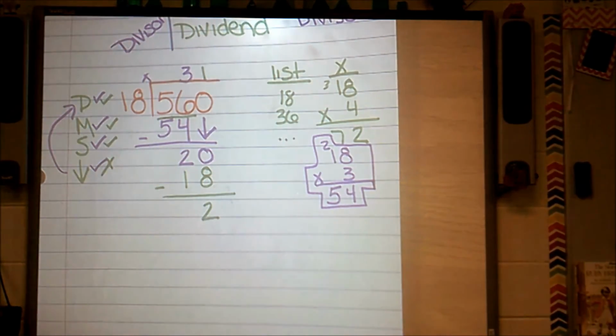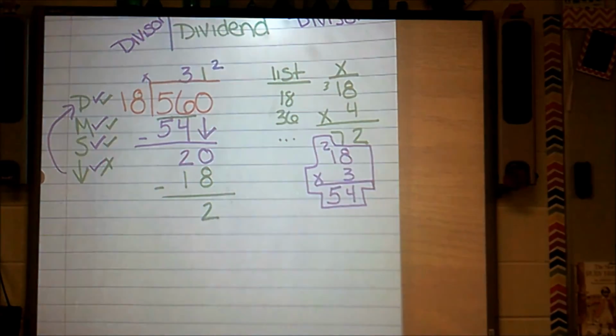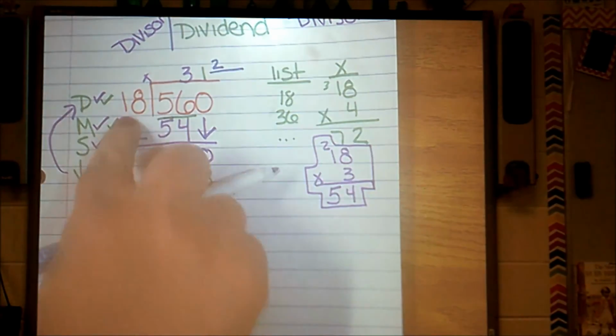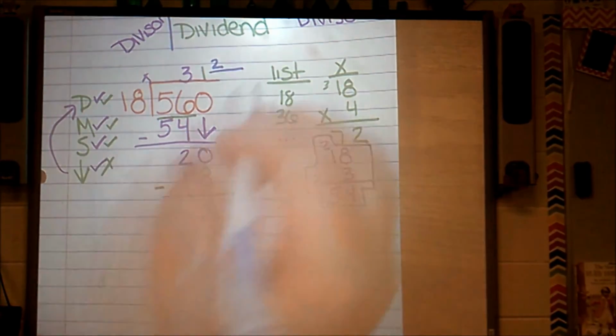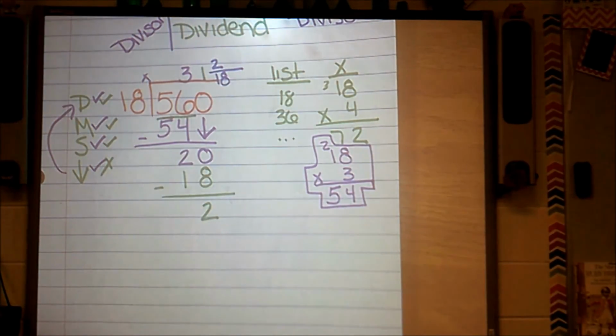Now watch what I do with my poor little 2. My poor little 2 is not a whole number. He is actually a fraction. This 2 will become the numerator in my answer, 2 over my divisor, my 18. So my answer is 31 and 2/18.